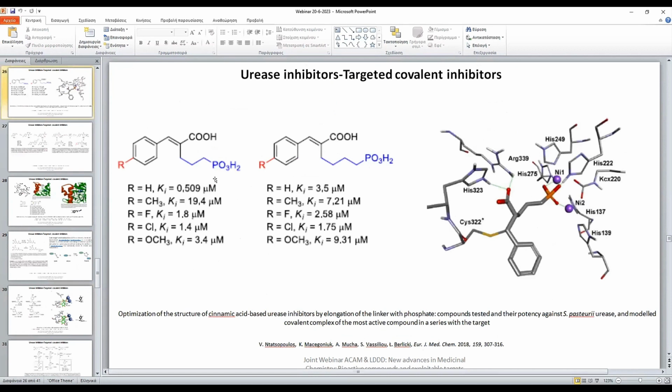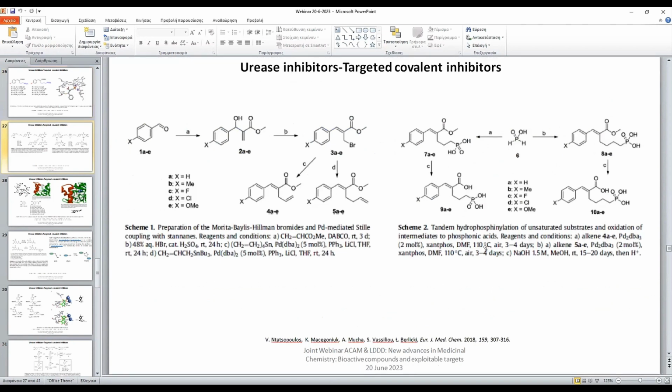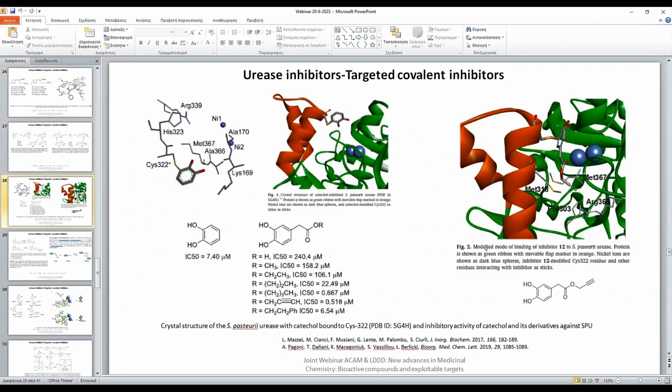Here, in blue, you can see the extension we made so that the double bond comes closer to the sulfhydryl group of cysteine 322. And here we observed a quite good potency, the most potent being the one with 3 carbon atoms and R group hydrogen with almost 500 nanomolar. And with molecular modeling, we were able to show that the covalent bond indeed is happening between the double bond and cysteine 322. Again, the synthesis, not going into details, and we moved forward.